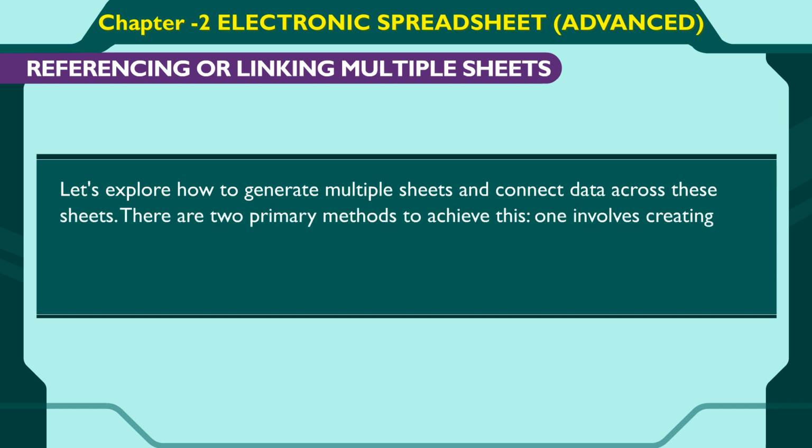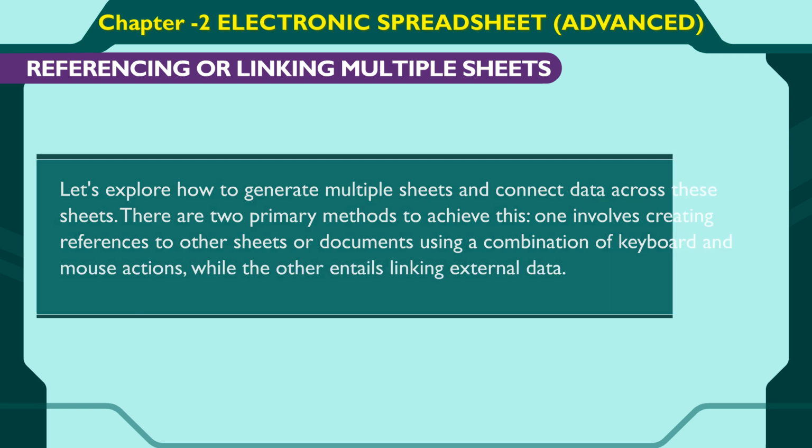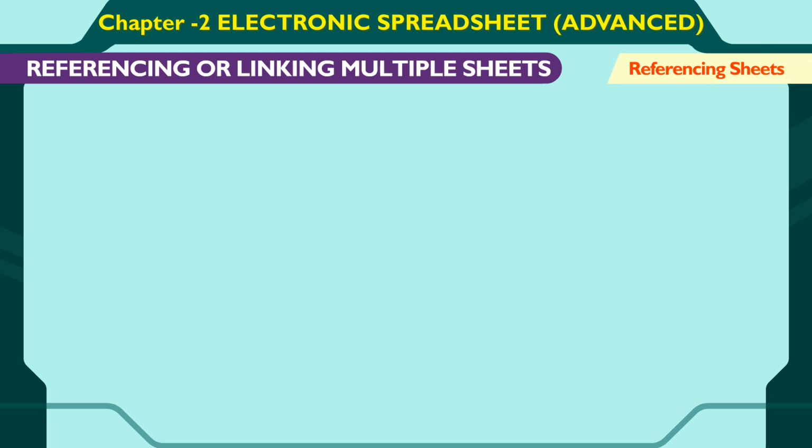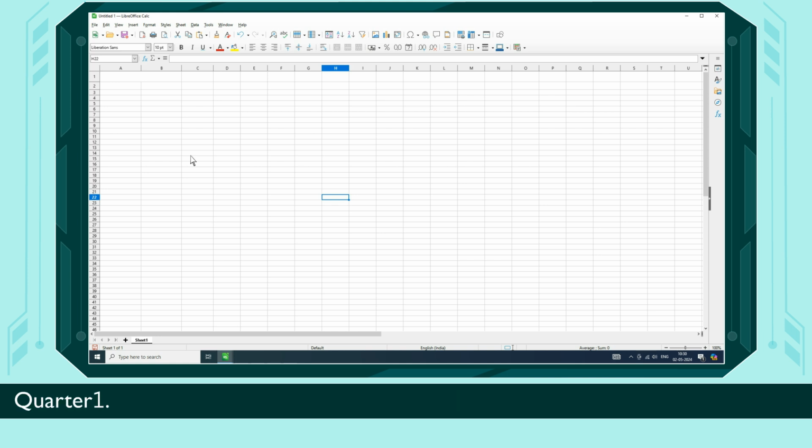There are 2 primary methods to achieve this. One involves creating references to other sheets or documents using a combination of keyboard and mouse actions, while the other entails linking external data. Referencing sheets. Let us consider a sheet storing sales records of a quarter in a sheet named Quarter 1. Let us follow the given steps to do so.